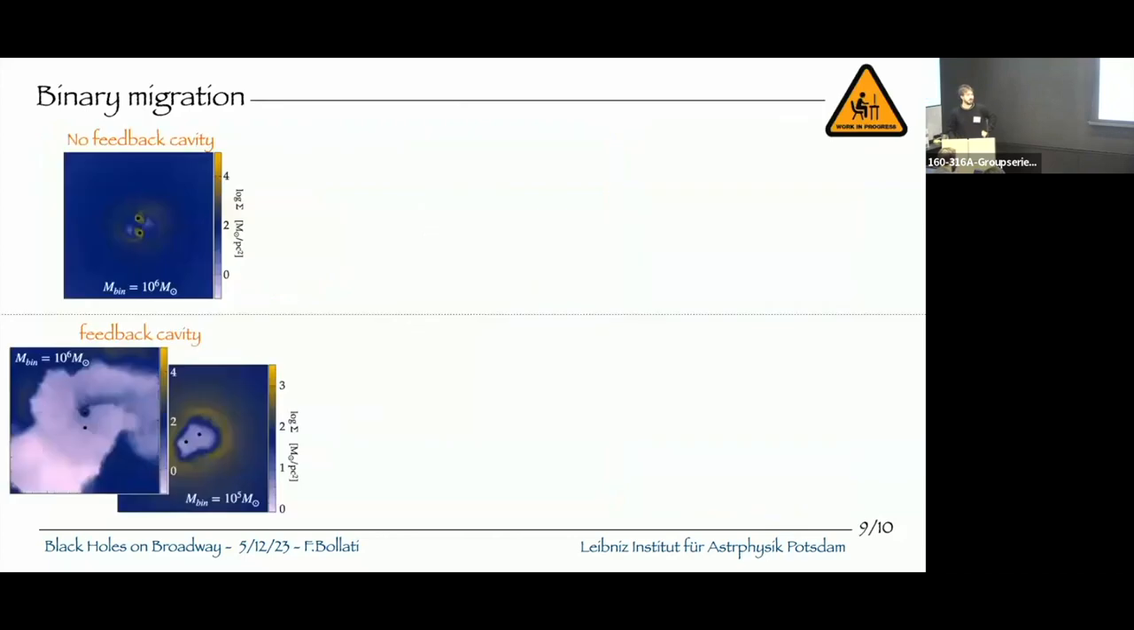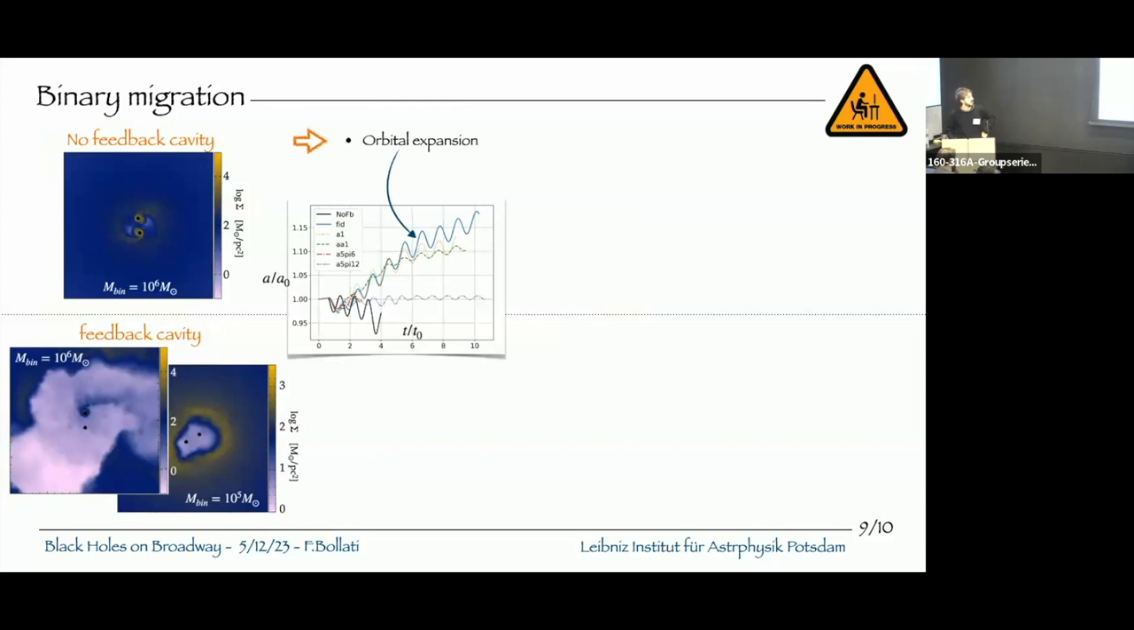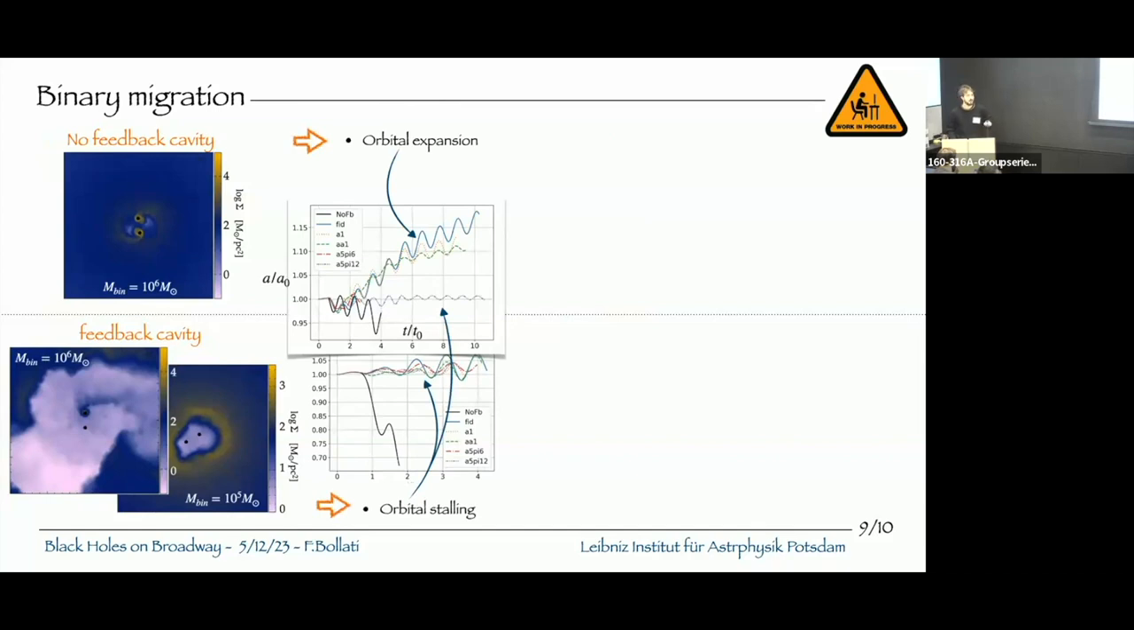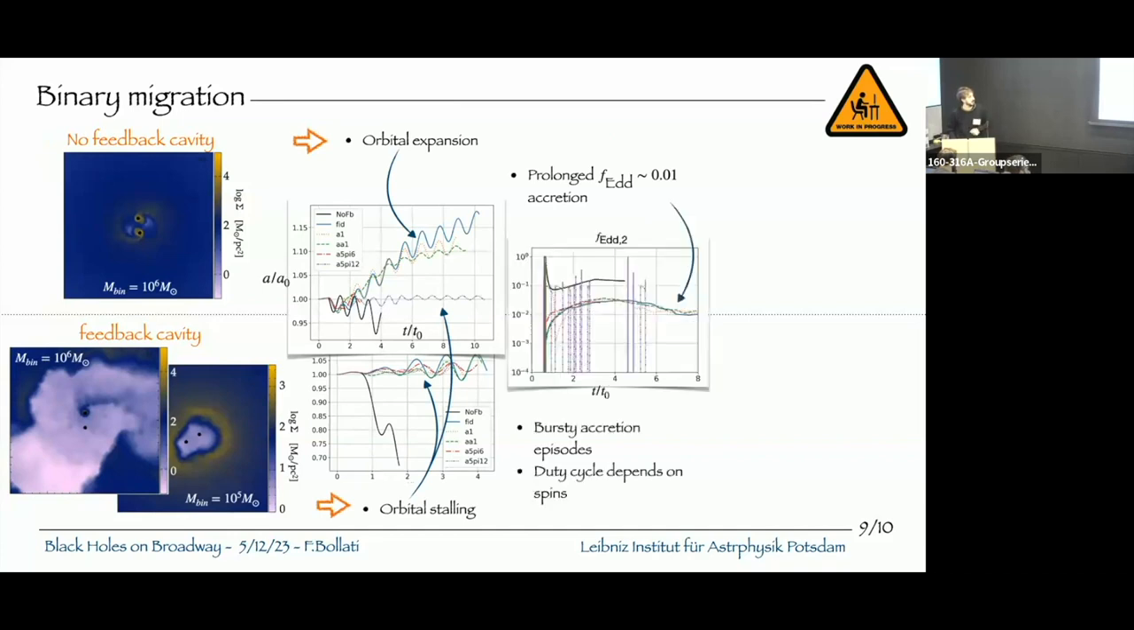Now I can just give a sketch of some preliminary results. We can distinguish two main behaviors depending on whether feedback clears a cavity or not, and this, due to feedback anisotropy, depends on the spin's inclination. In the first case, we observe orbital expansion, whereas in the second, we have orbital stalling. But in no simulation do we have binary migration in the presence of feedback. Then we also see that in the first case, the accretion through the subgrid disks is continuous, while in the second case, accretion is bursty with a duty cycle that depends on the spin orientations.